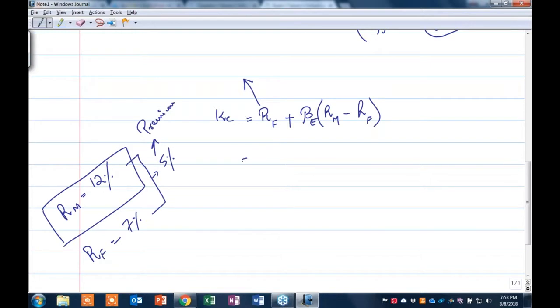Now, if I place these values here, the risk-free return, which is 7%, and the market return, which is 12%, minus 7%, that is the risk premium. So the average market is giving 5% risk premium. Now, definitely we won't be investing everywhere in the market. So we will be considering a particular investment.